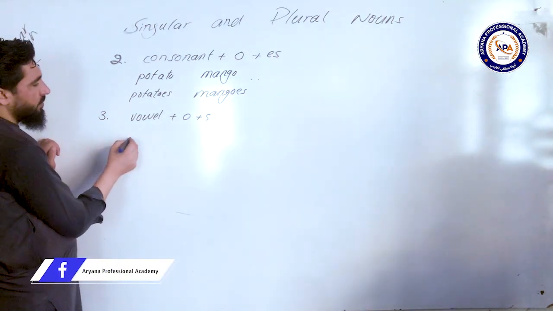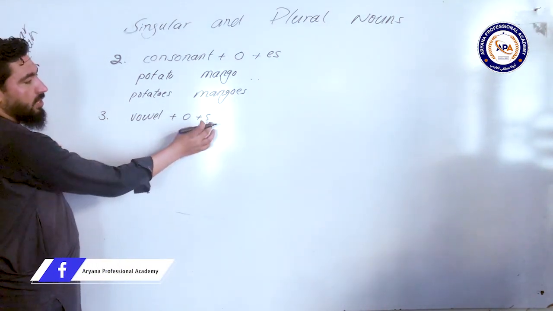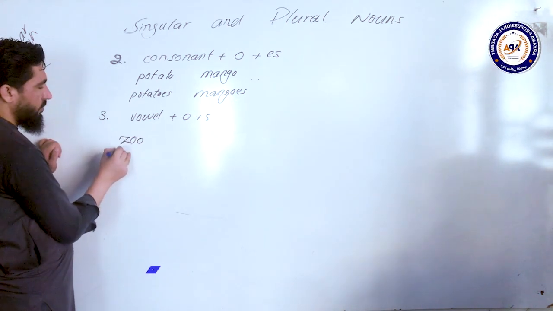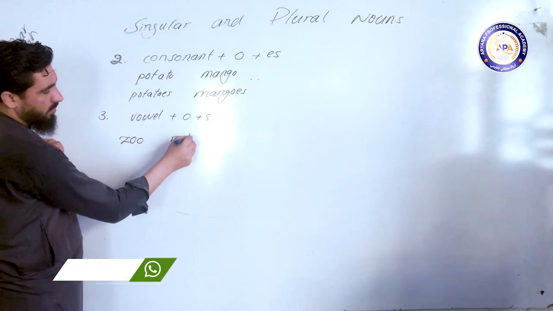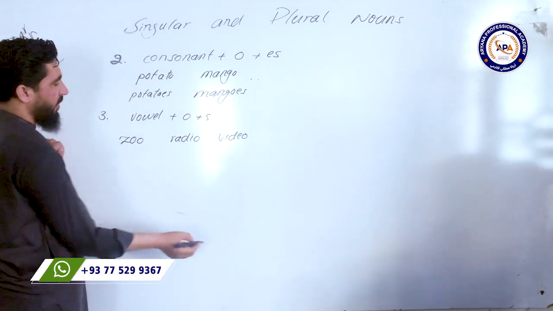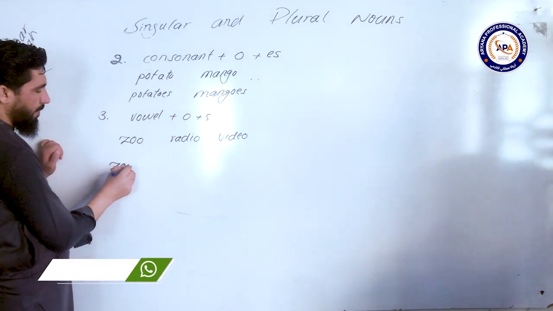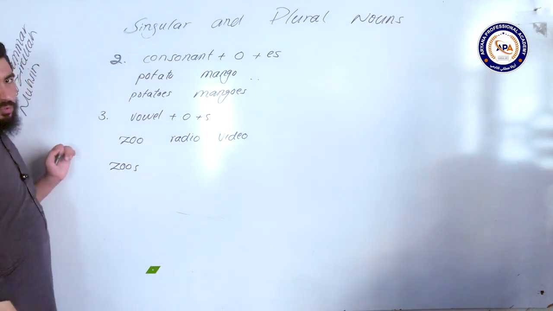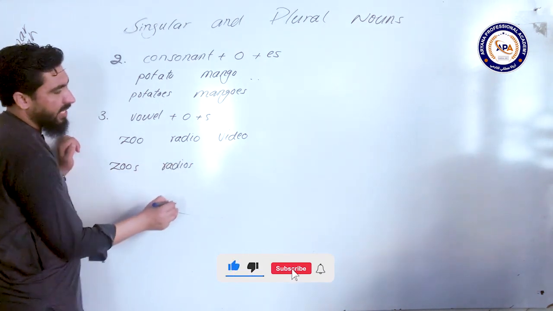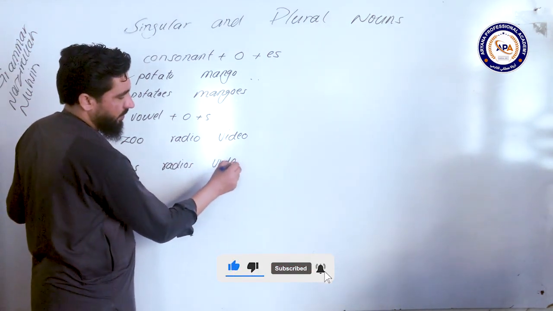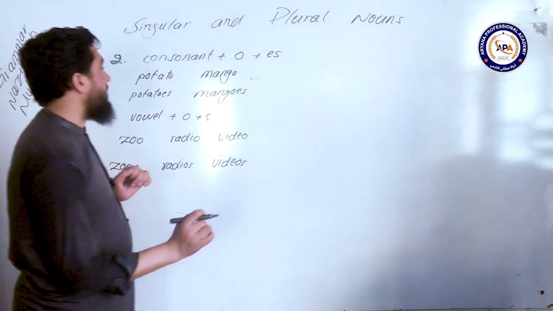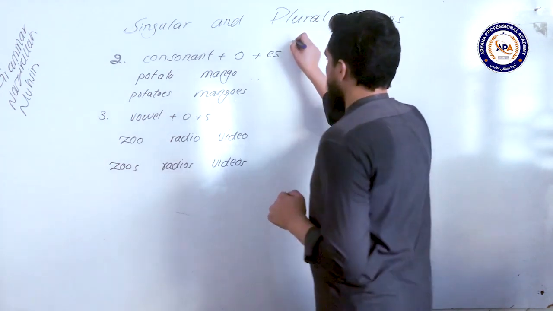And vowel plus O, then we add only S at the end. For example, zoo, radio, video. The plural form is zoos with only an S. Radios, we add only S. And videos, we add only S. But here we have some exceptions in rule number 2.